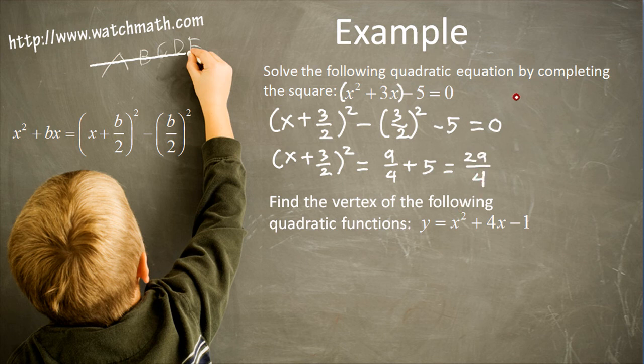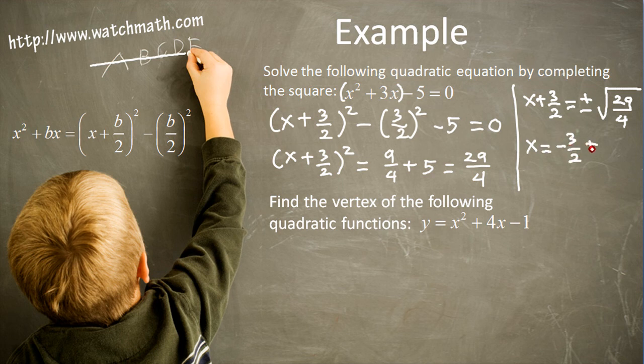Therefore, if we take the square root of both sides, we have x plus 3 halves is equal to plus or minus the square root of 29 over 4. Therefore x is equal to negative 3 halves plus or minus the square root of 29 over 4. And if you like, you can simplify this a little bit more.